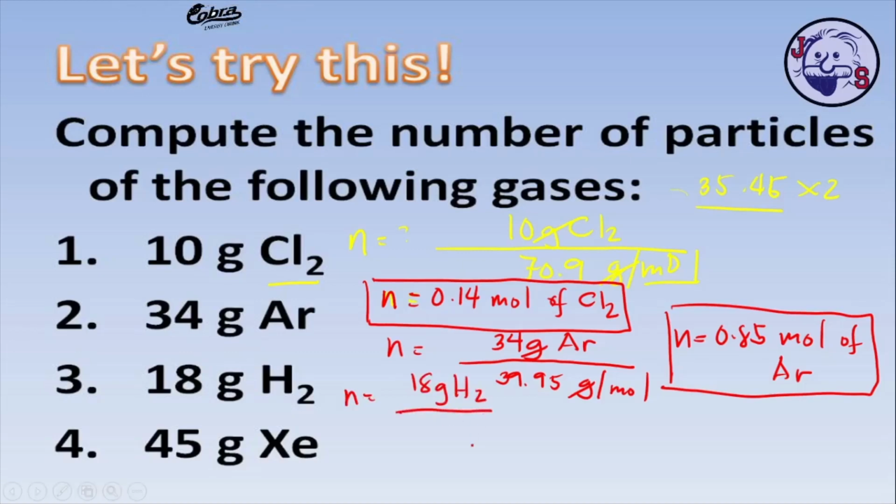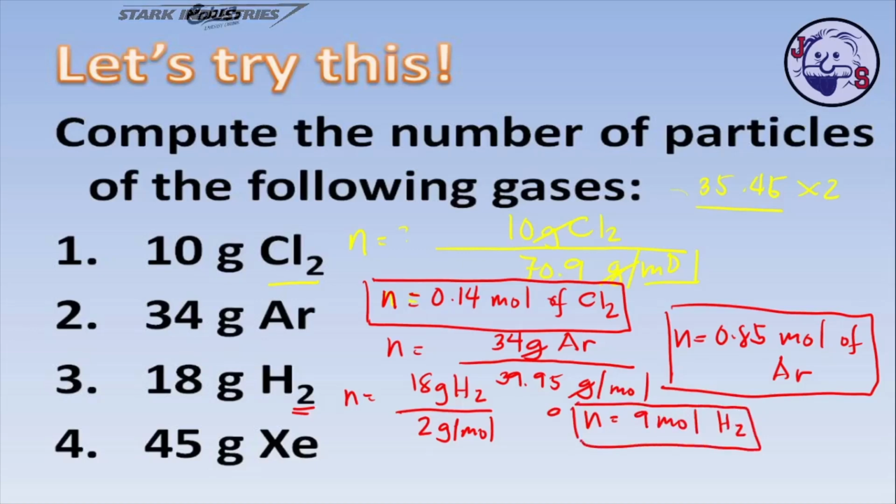Hydrogen, as we all know, is 1 gram per mole, times 2 because it is in a diatomic form, so we have 2 grams per mole. So we can have 18 divided by 2, that is 9. So the number of particles found in 18 grams of hydrogen is 9 moles of hydrogen gas.